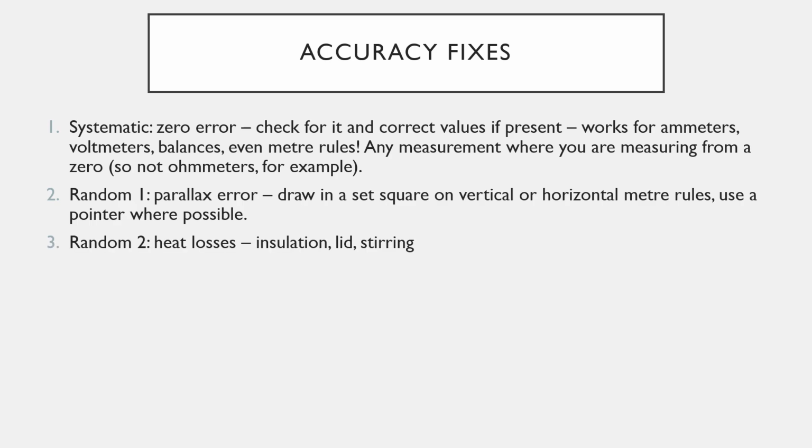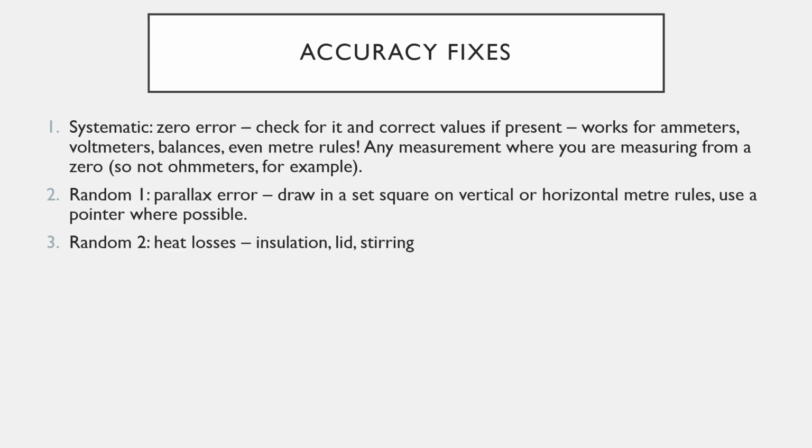Number 3, anything involving heat. Now be careful about this, because there are some experiments where it doesn't matter if there are heat losses. But if your experiment is going to be affected by heat loss, if your value that you're calculating is going to be more inaccurate because you're assuming that no heat is lost to the surroundings, then one of the biggest fixes is to ensure that there are none. So put insulation around it and put a lid on it.